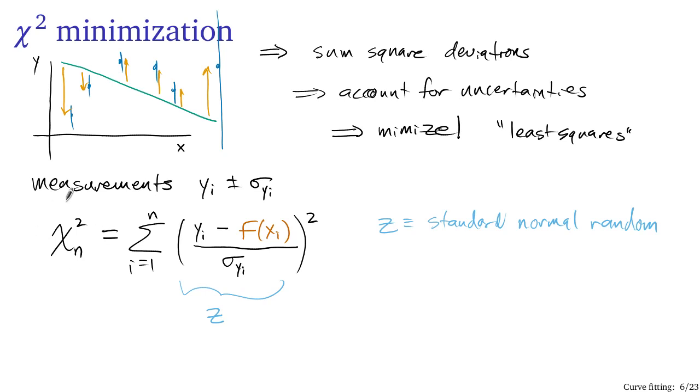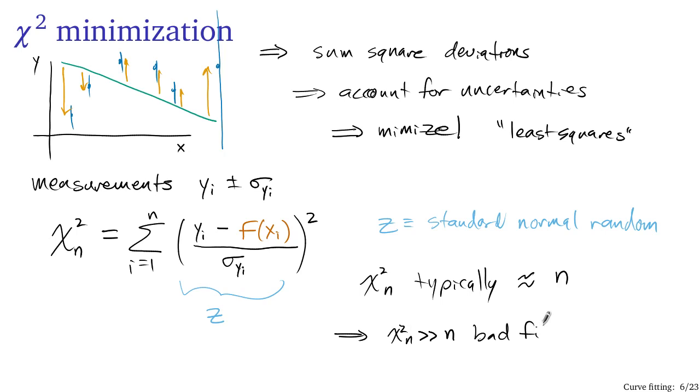For instance, if you sum up chi-square over n data points, if you're scaling things correctly, typically this chi-square will be approximately equal to the number of data points you have. This allows us to infer some characteristics of our fit. For instance, if you calculate chi-square, and it turns out to be much, much greater than n, you've got a bad fit. Your line may seem to be going through your data points, but it's not going through them well enough. And this could mean that your uncertainties are too small, or it could mean that your model is wrong.